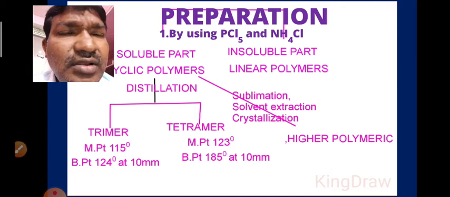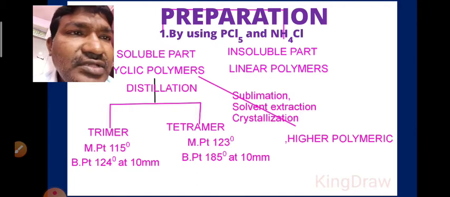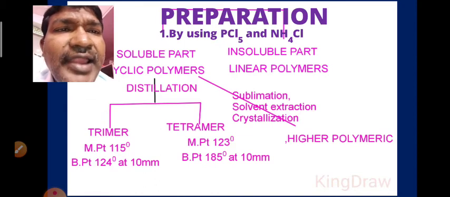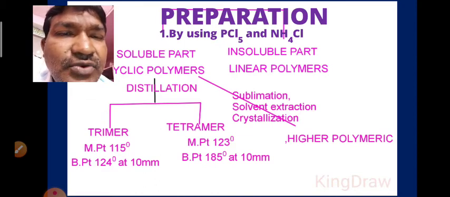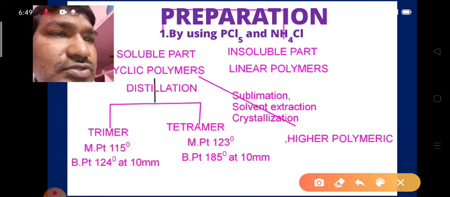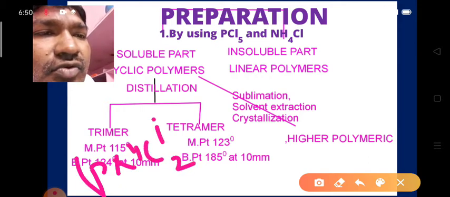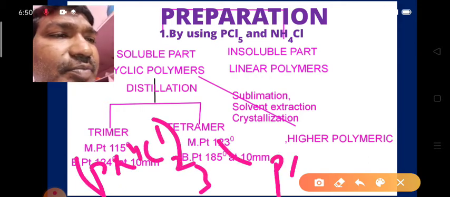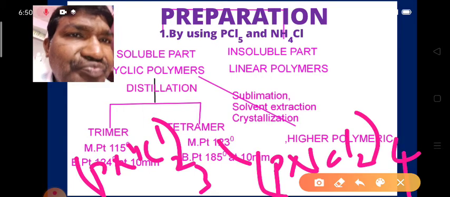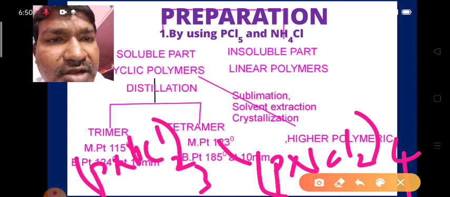Then the soluble part is taken out and distilled. The soluble part mainly contains the trimer and tetramer, (PNCl2)3 and (PNCl2)4. So the soluble part mainly contains trimer and tetramer.